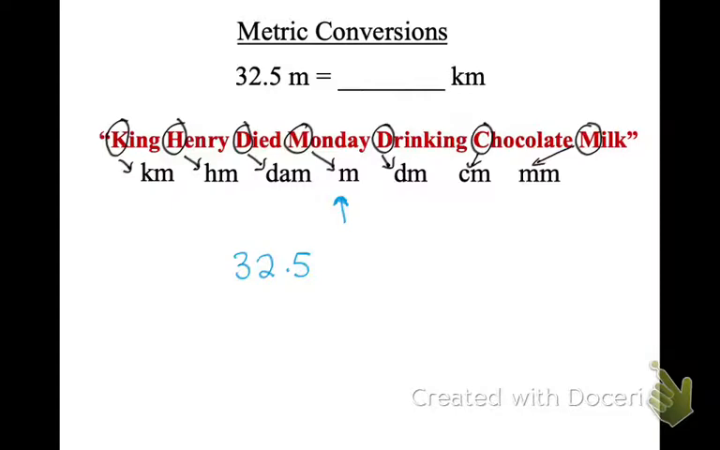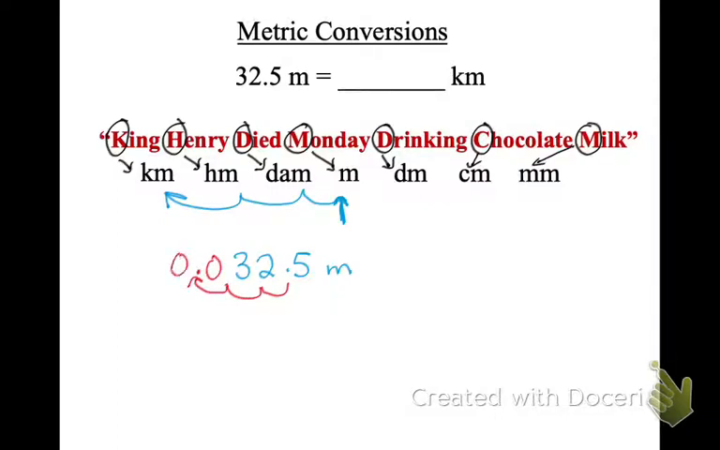32.5, and we're starting at meters, and I want you to figure out how many jumps to get to kilometers. Notice, if this is where I'm starting, I'm moving to the left 1, 2, 3 times. So I'm going to move my decimal point 3 times in that same direction. 1, 2, 3. And in that extra space, I'm going to add a 0.